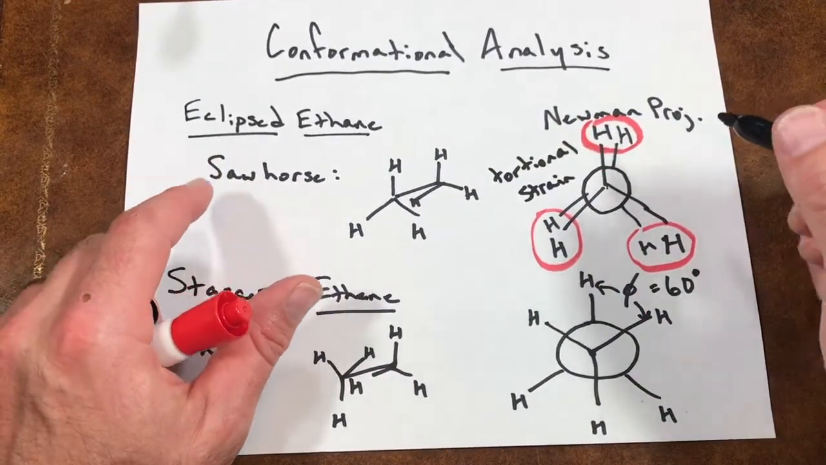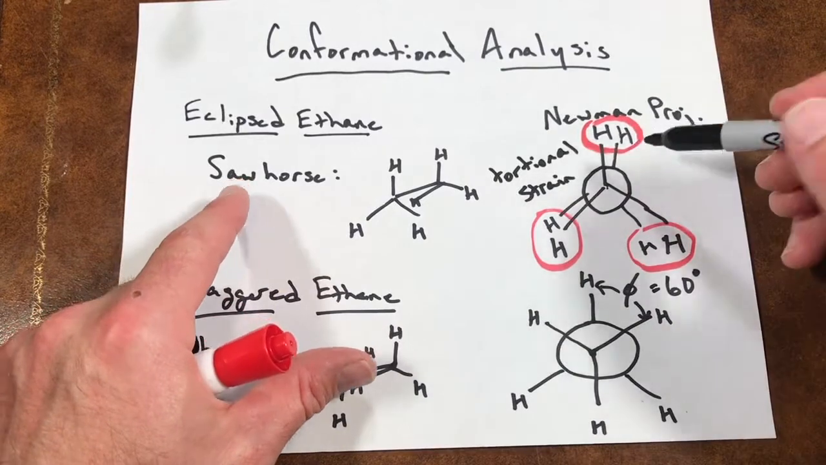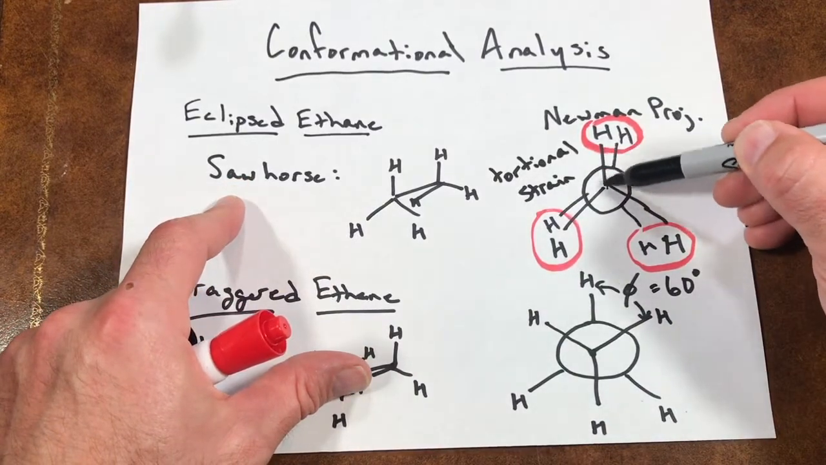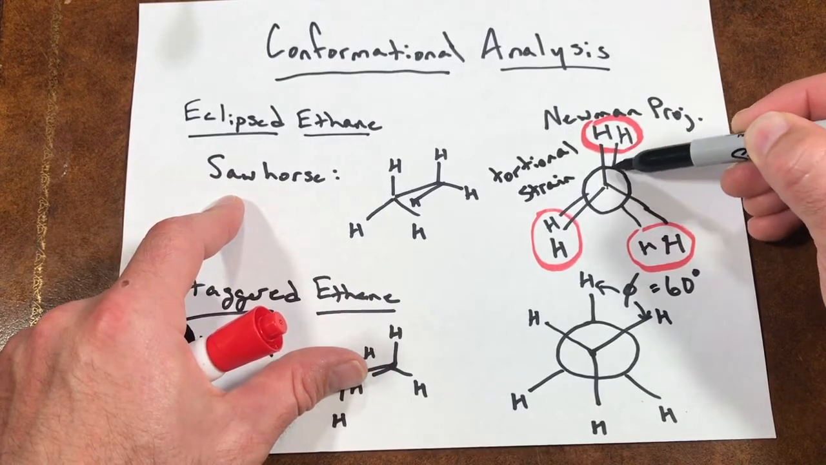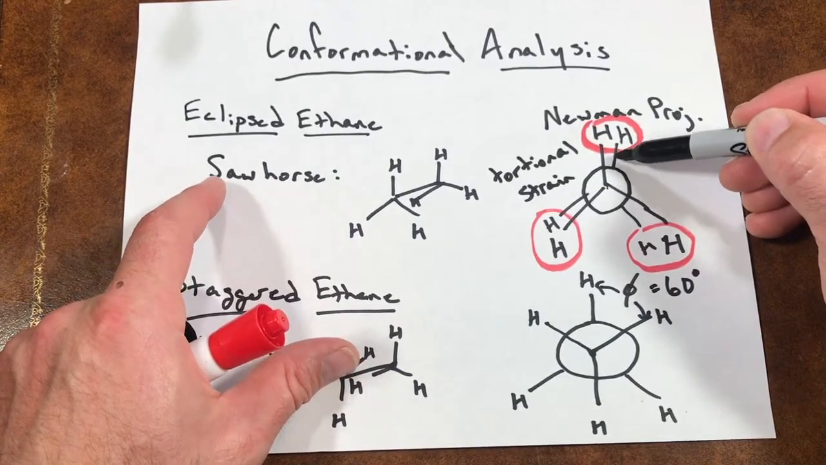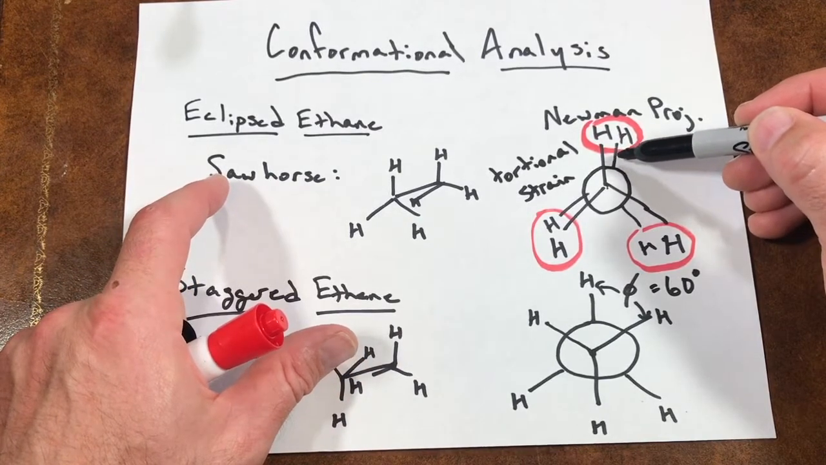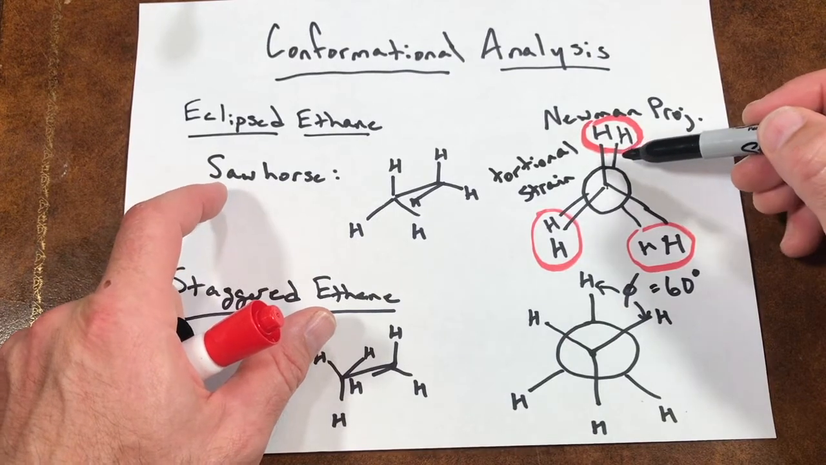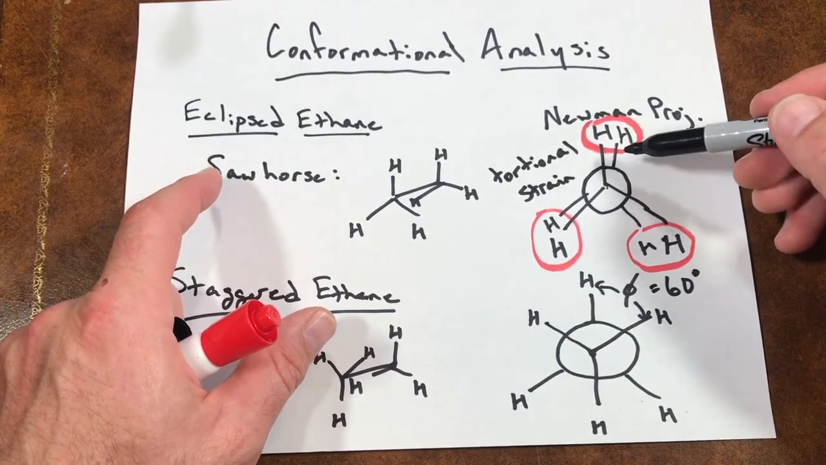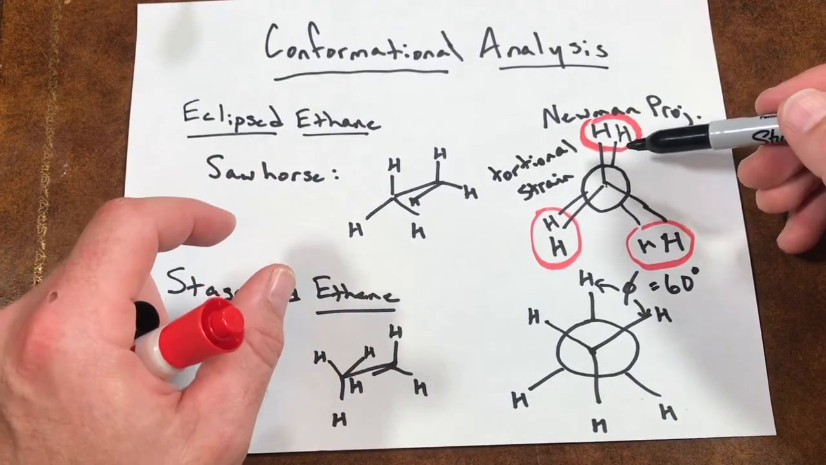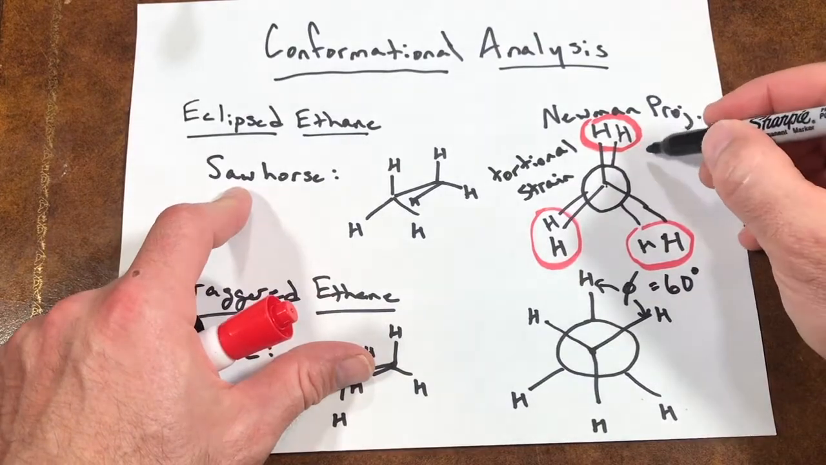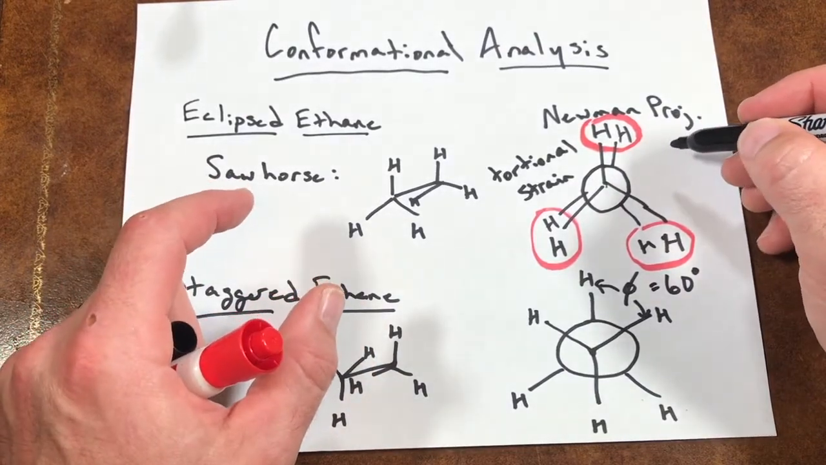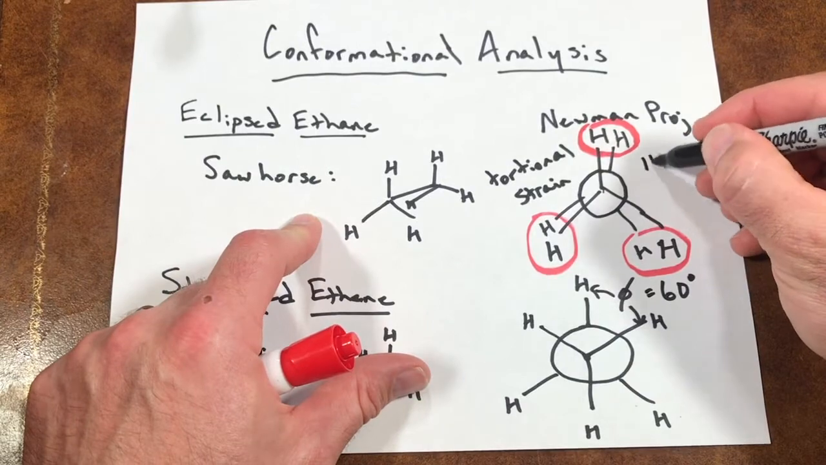And torsional strain has something to do with the fact that the electrons that are shared between this carbon and hydrogen right here, and the electrons that are shared between this carbon and that hydrogen right there, they don't really like to be eclipsed like they are right here. So that creates a certain amount of a twist, hence the torsional strain. You guys have had physics. Torsion has something to do with a twisting force. And it turns out each one of these interactions is just about 1 kcal per mole.